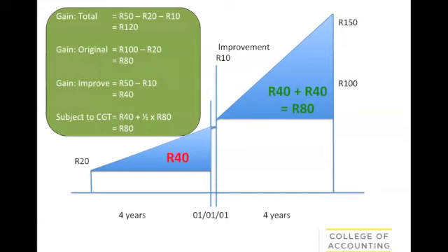So that gain of 40 Rand relates to the third story. So what should be subject to CGT? Well, all of the 40 Rand that relates to the improvement should be subject to CGT because that improvement was made after October 2001. And half of the 80 Rand that would have happened even if we'd had a two-story house should be subject to CGT because half arose before October 2001 and half arose after October 2001.